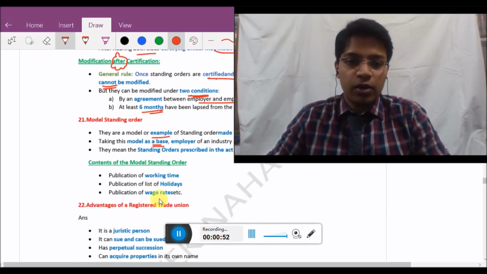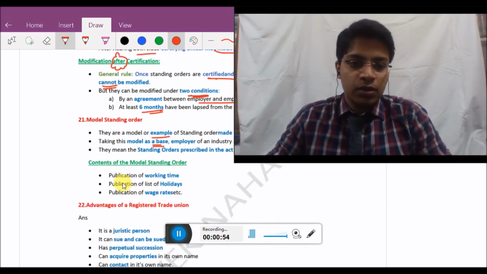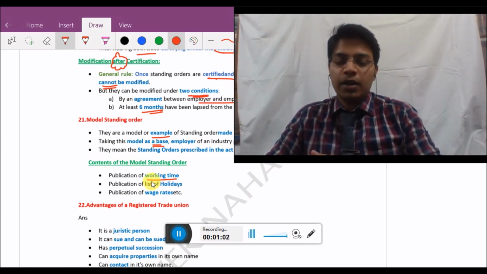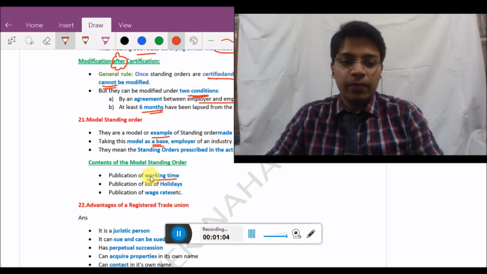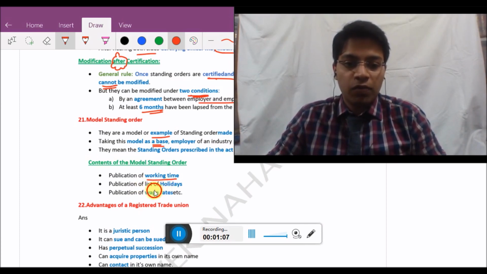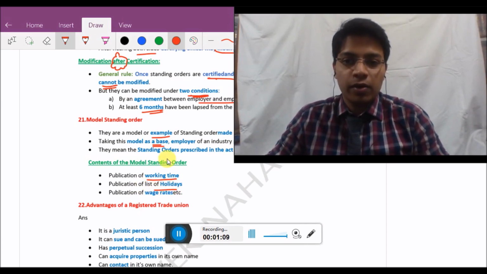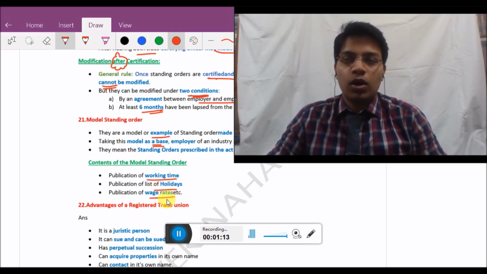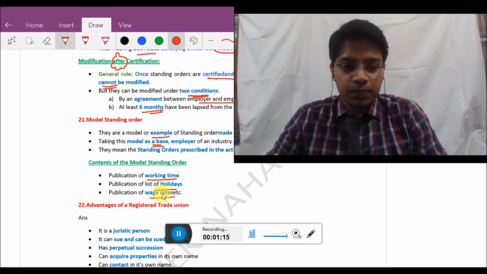Contents of the model standing order. What are the contents? Publication of working time. Working time will be mentioned in the standing order: at what time the employee should come to office, at what time will work. So entire working time will be mentioned. Publication of list of holidays, what all the workmen will be getting. And publication of wage rates: what are the wages that employees will be getting.